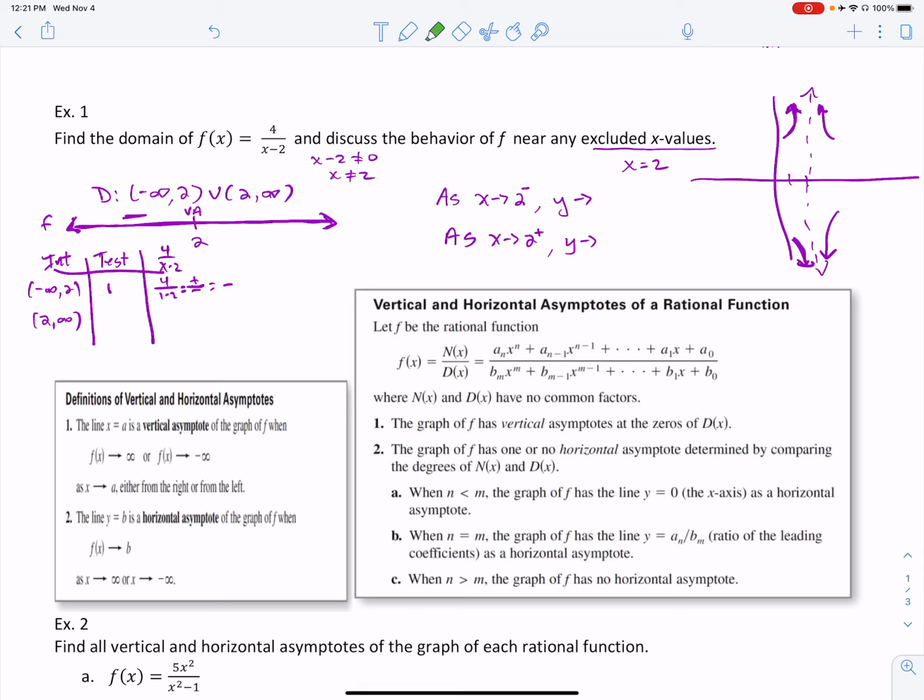So what that means is to the left of 2, this entire rational function is negative. So guess what? Since it's negative, it's got to be that bottom choice. And so as we approach 2 on the left side, since the function's negative, y must be going to negative infinity.